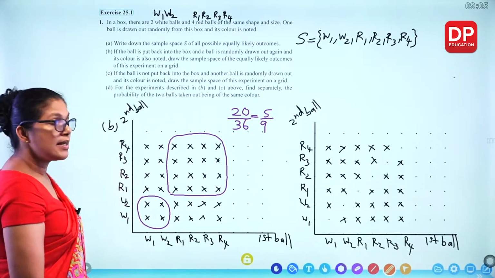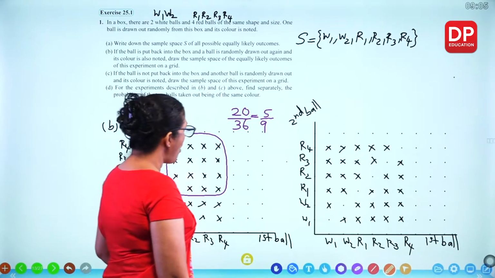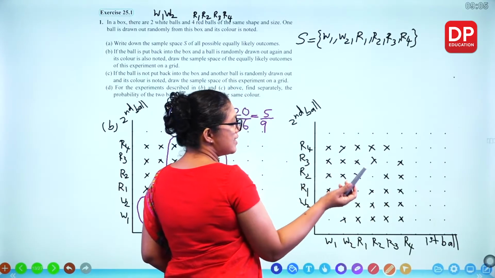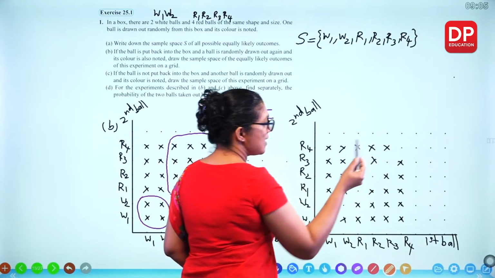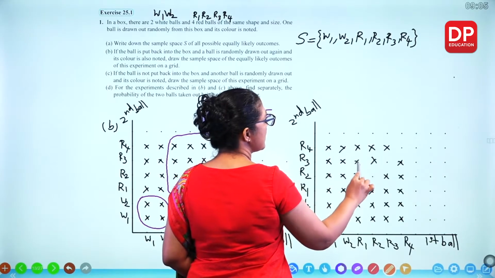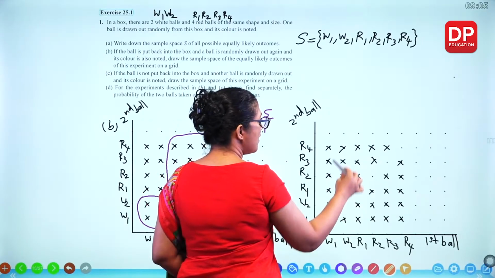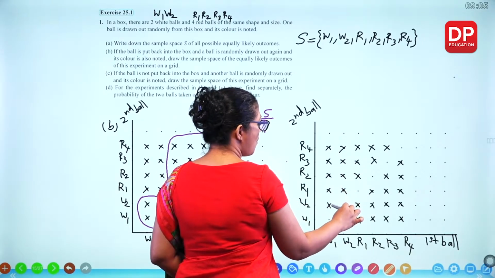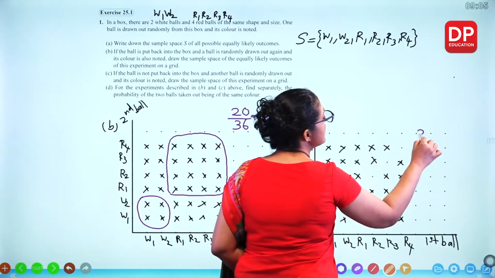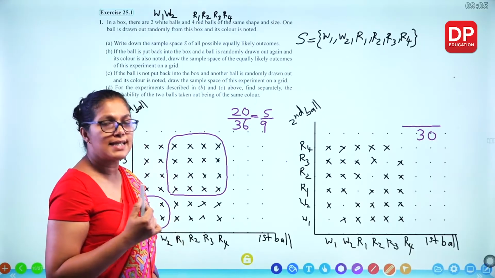Now look at the next one. When you are not replacing the ball, that's a dependent case. How many possibilities are there? We can do 36 minus 6, that's 30. Or you can count 1, 2, 3, 4, 5, 6, 7, 8, 9, 10, 15. Always fives, 6 times 5, 30. So the probability, you need the total number of outcomes, that's 30.